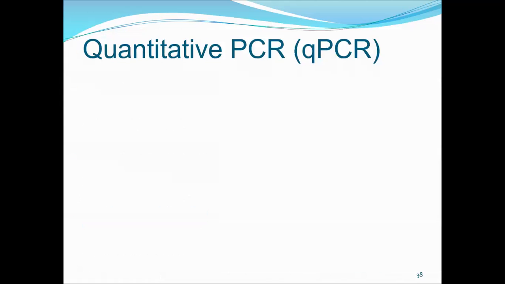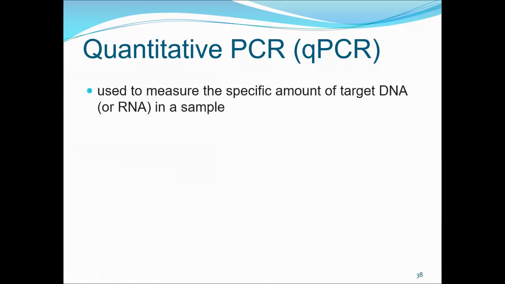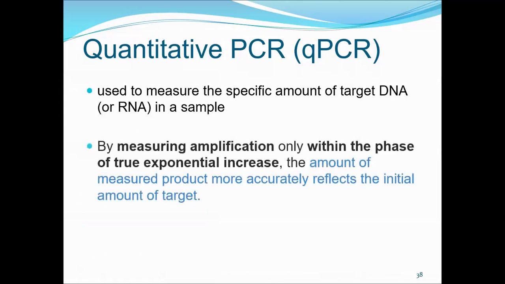Then comes the very important one, the quantitative PCR or the qPCR. It is used to measure the specific amount of DNA or RNA in a sample. And usually the amplification graph is something like the growth curve of the bacteria, if you want to understand. So you have a lag phase, then you have a log phase, and then you have the stationary or the plateau phase. There's no death phase, there's just stationary phase.